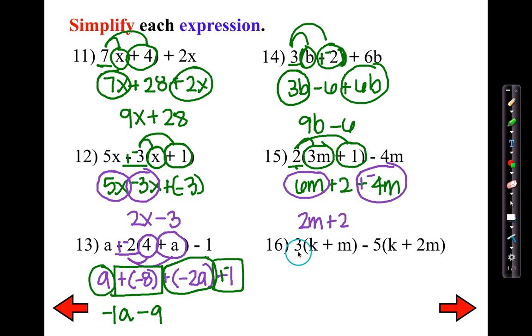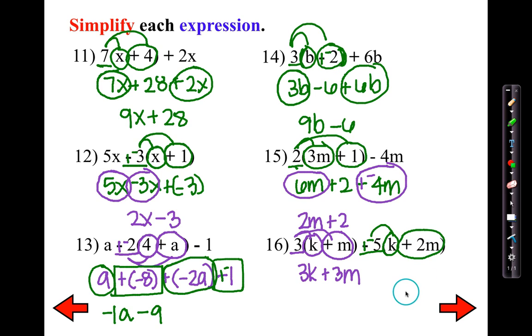Number 16, same idea. We're distributing a 3. We're distributing it to k and to positive m. Notice I stop within the parentheses. 3 times k is 3k. 3 times m is positive 3m. Now here, notice we are distributing a minus 5. So I'm going to go ahead and add the opposite. So it's basically a negative 5. We're distributing to a k and to a positive 2m. So negative 5k, we're going to add a negative 5k here. Negative 5 times a positive 2 is going to be plus a negative 10m.